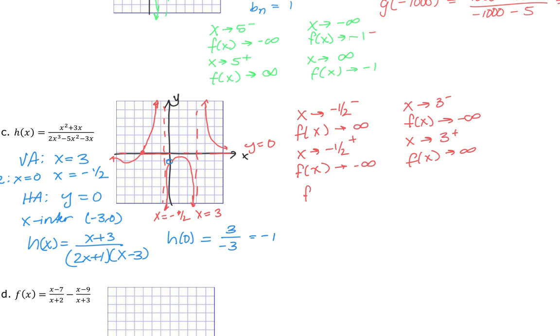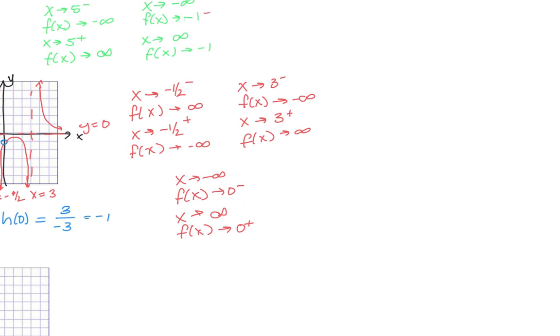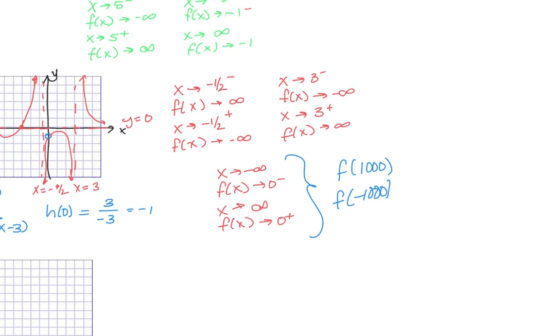Now I want to do the tails or the end behavior. As x approaches negative infinity, my graph looks like I am approaching 0 from below. And as x approaches positive infinity, it looks like I'm going to approach 0 from above. And again, the way to confirm this is to do f of 1,000 and f of negative 1,000 and see whether it confirms that behavior.